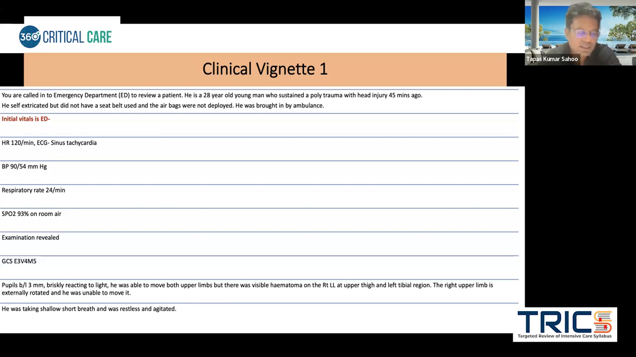On pupillary examination, bilateral 3 mm, briskly reacting to light. He was able to move both upper limbs, but there was visible hematoma on the right lower limb at the upper thigh and left tibial region. The right upper limb is externally rotated and he was unable to move it. He was taking shallow short breaths and was also restless and agitated. So this is a typical trauma case.